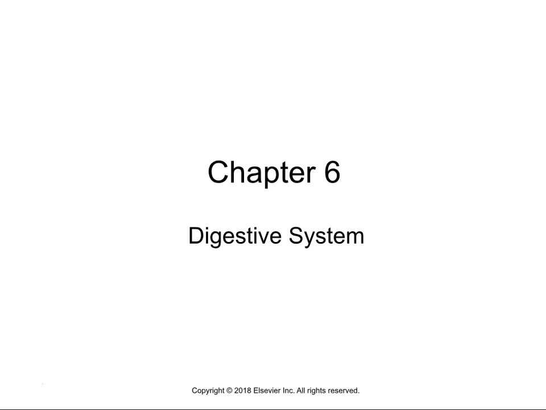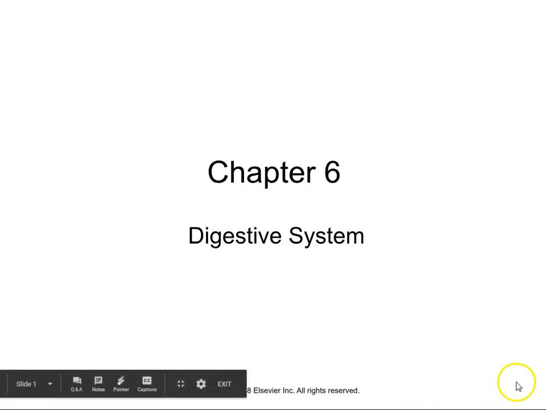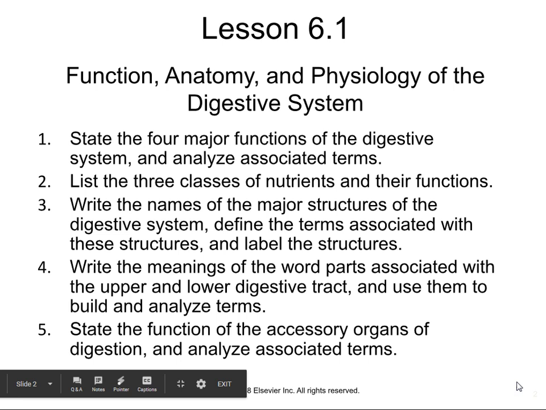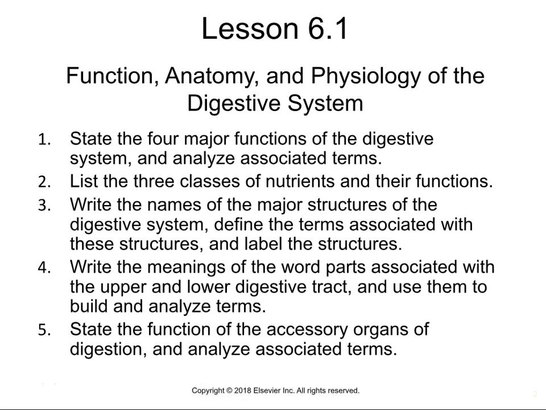We'll also be talking about accessory organs, which are salivary glands, liver, gallbladder, and pancreas, which secrete fluids that aid in digestion and absorption of our nutrients. Here are your learning targets for the beginning of this chapter. We're mainly going to be talking about the structures and functions.